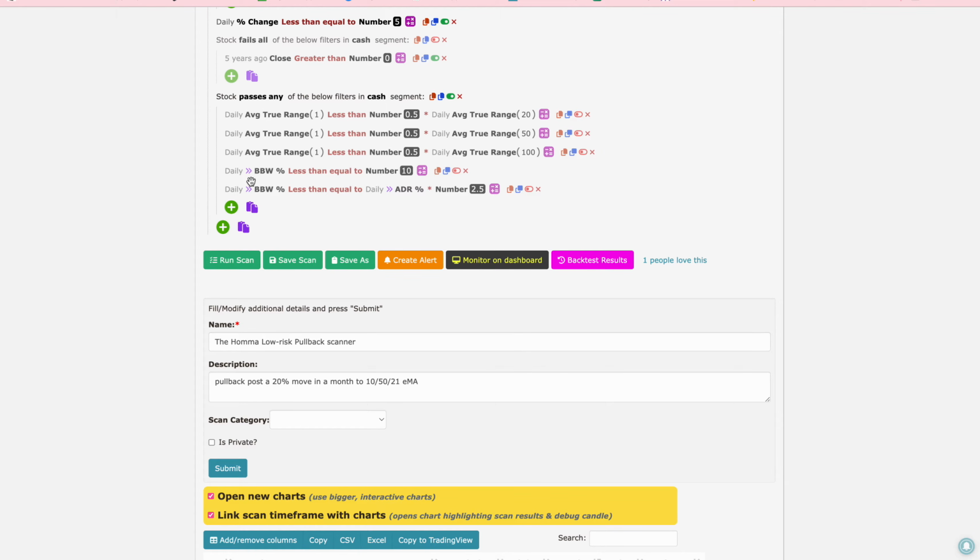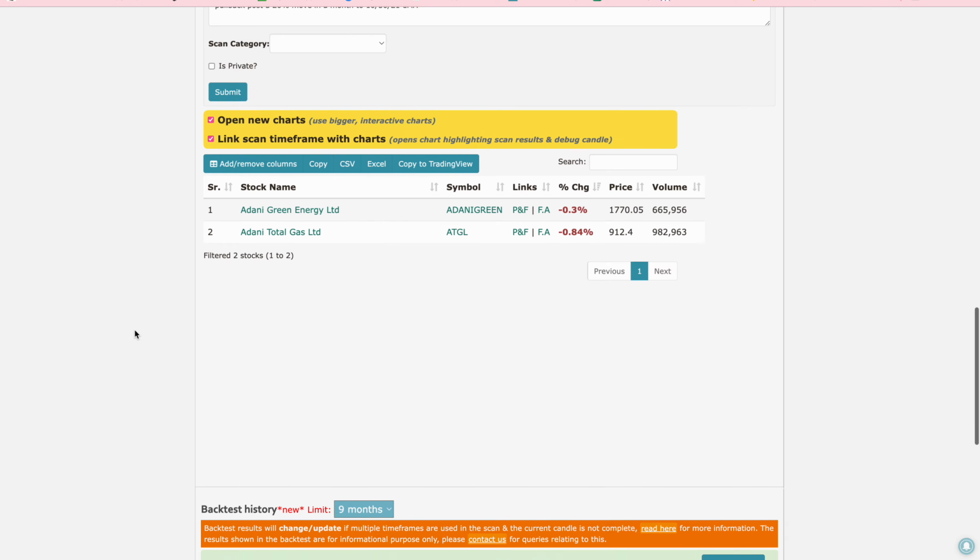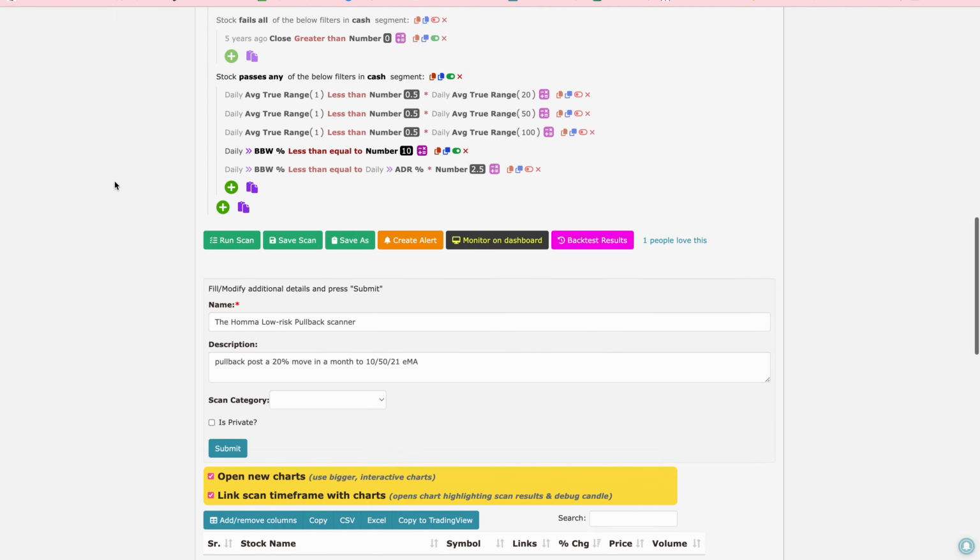Then you will use the other two, which I also use in my Homma Kela scanner, where I use Bollinger Band width percentage. I said that if the 20-day Bollinger Band width percentage is below or equal to 10%, that much tightness works for me. So when you run the scan, what you see is there are two names which are very tight.